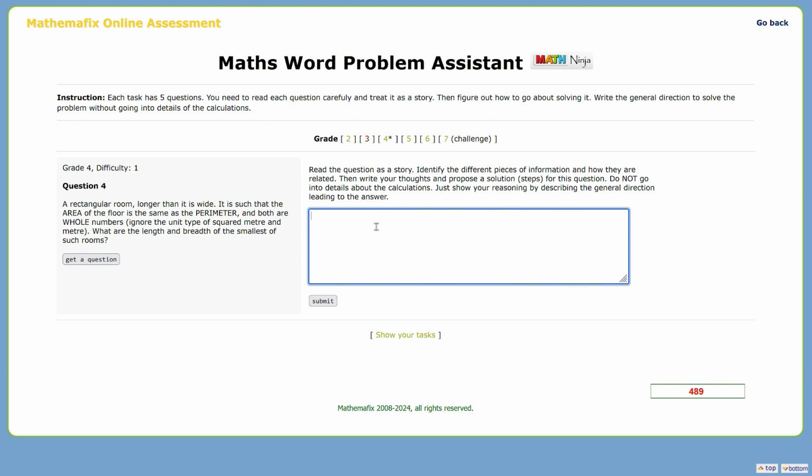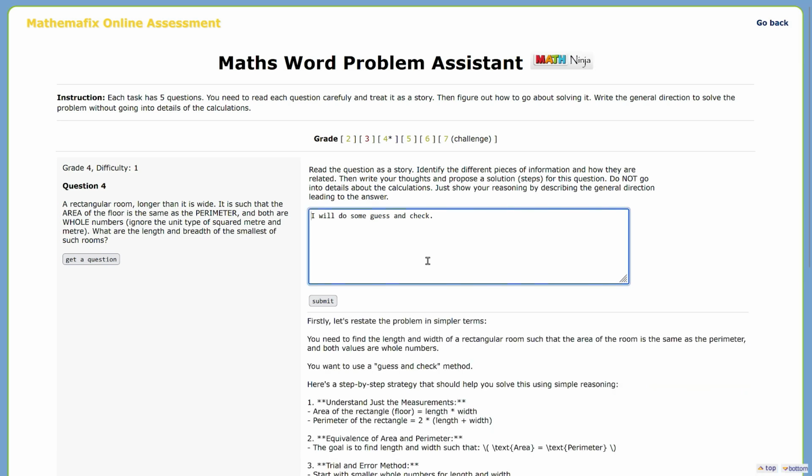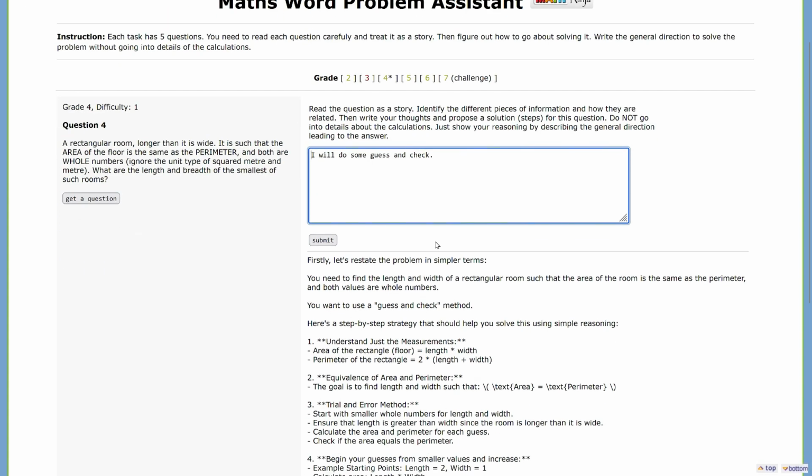Well, I suppose the first idea that comes to mind is to do some guess and check. So I will do some guess and check. Now that is probably not enough for the AI to accept, but we'll see what happens. The AI doesn't like it, so it doesn't say this is correct.